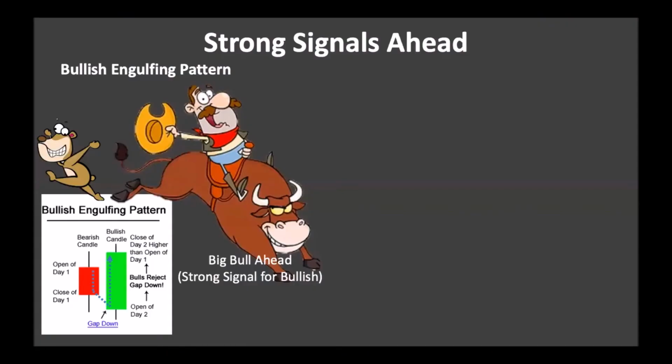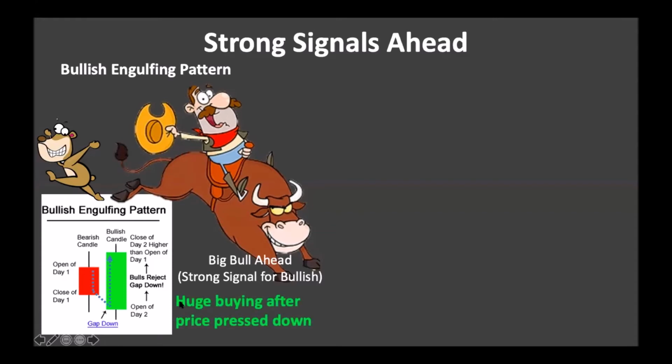The first pattern is formed by two days. You can see day 1 and day 2. On day 1, the price opened higher, then moved down at the close of day 1. The next morning, it gapped down even lower, then made a big jump and went up beyond the top of the previous day. Basically, the bulls rejected the gap down. It went down, but it moved up bigger. This is a very strong signal.